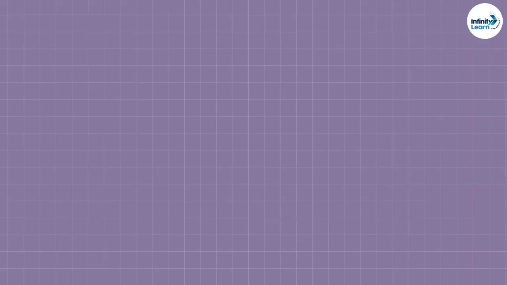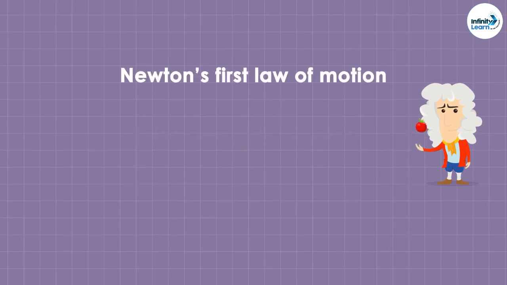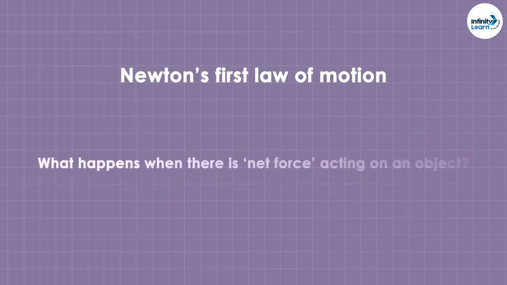FLM 10, Newton's second law of motion. Do you remember Newton's first law of motion? It says that an object will continue to do what it's doing unless acted upon by an unbalanced force or some net force. Now the important question is, what happens when there is a net force acting on an object? That's precisely what the second law of motion will discuss.